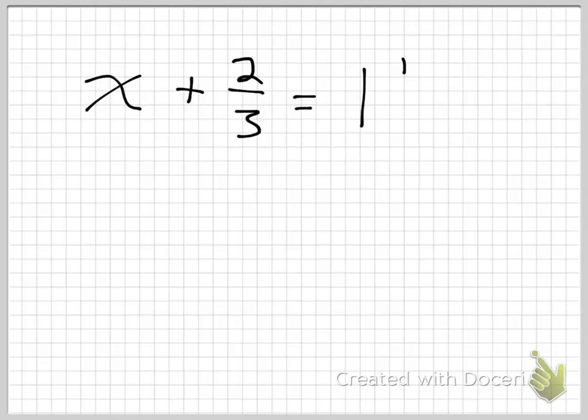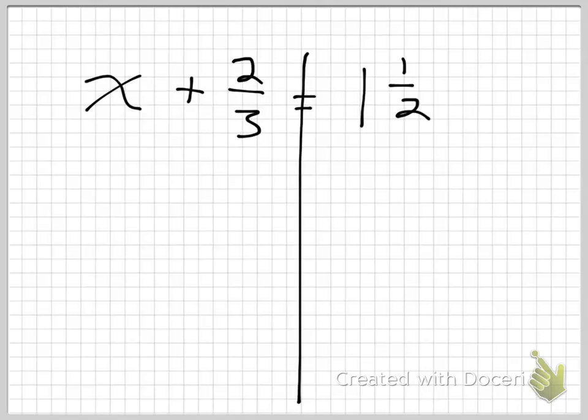Just like before, look here, x plus 2/3 equals 1 1/2. What do I do here with this equation? First thing I do, line down the equal sign. Next thing I do, you remember? Look to see if the variable's happy. Is he happy? No, why not?